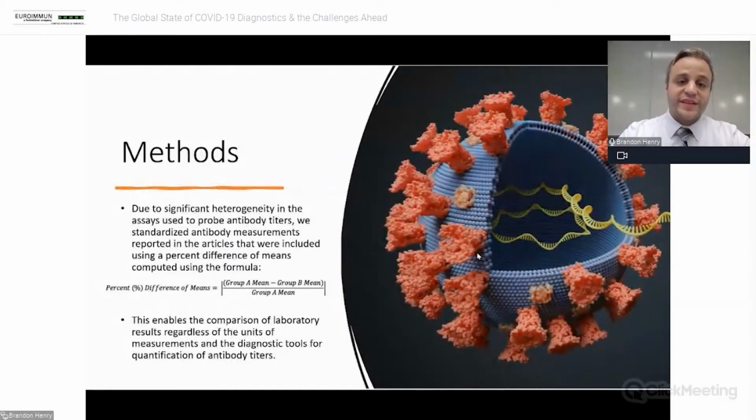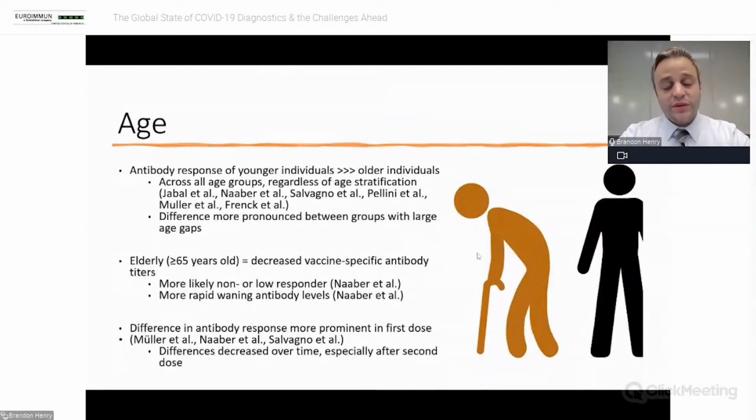Due to the significant heterogeneity in the many assays that are out there, we tried to standardize results between different assays by calculating a % difference in means between groups. So this enabled us to create a comparison of laboratory results regardless of the units of measurements and the diagnostic tools for quantification of antibody titers. So we found that there are several factors that were significantly affecting vaccine humoral immune response.